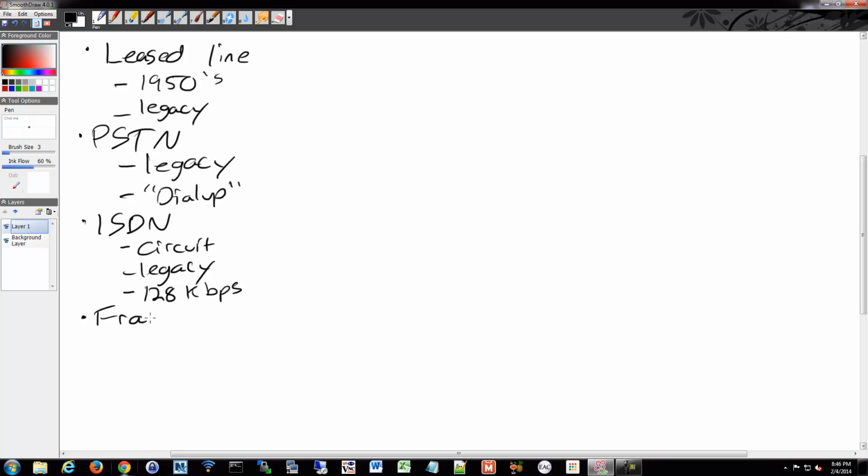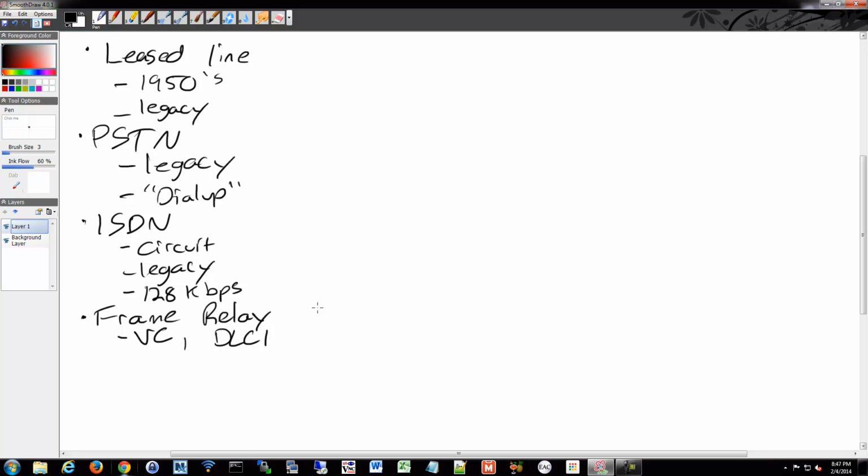You have frame relay, which is still pretty popular. And frame relay uses a virtual circuit, VC or PVC, to identify data connections between two locations, and it creates a DLCI, a data link connection identifier between two locations. So it's kind of like an IP address, like we've been doing between two hosts.